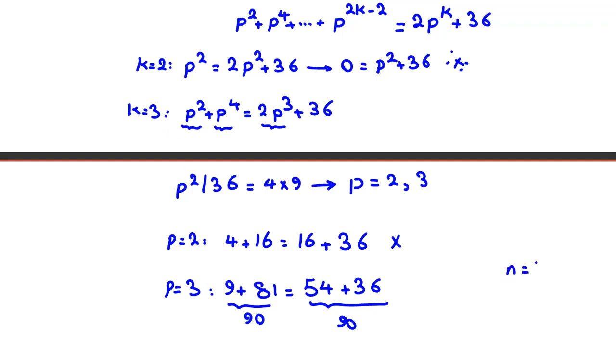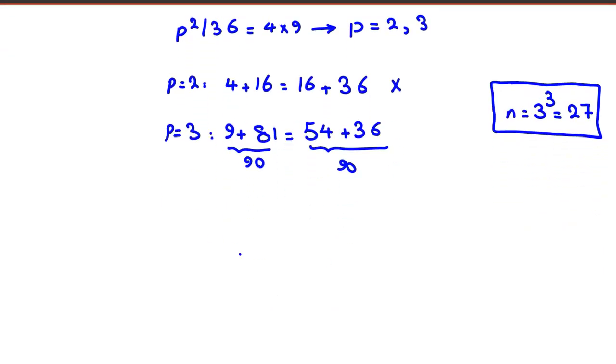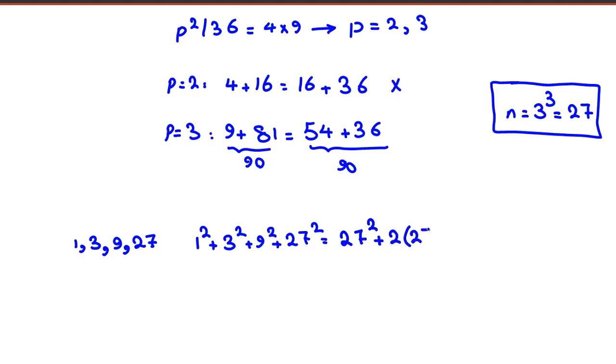So the first number is n equals 3 cubed, which is 27. This number is not a product of two primes, but it satisfies f of n equals g of n, so it is pseudo-sixish. Let's check to make sure. The divisors are 1, 3, 9, 27. We want 1 squared plus 3 squared plus 9 squared plus 27 squared to equal g of n, which is 27 squared plus 2 times 27 plus 37.